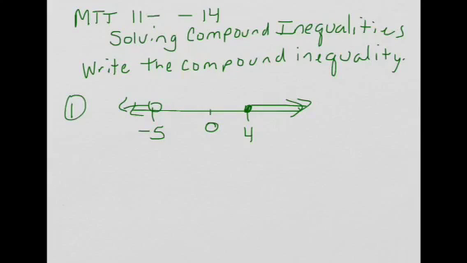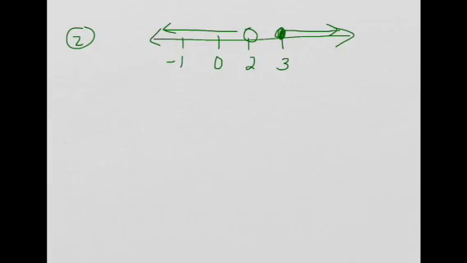So we know that this is going to be an OR. So we have x is less than or equal to -5, or x is greater than or equal to 4. Add our brackets, our line, and that is set builder notation for the graph. The next graph, let's make sure that that's touching the 2.